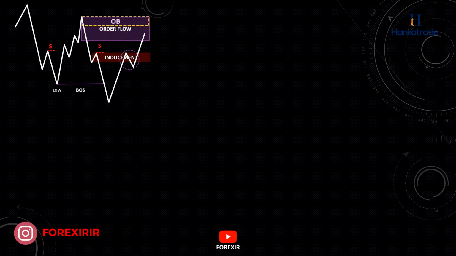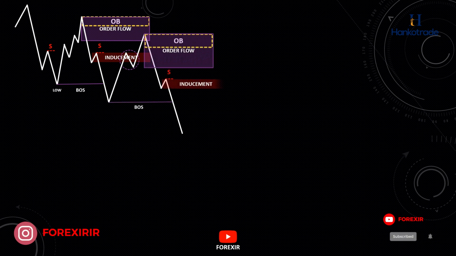This upward movement hit the stop loss of traders who had entered the market by selling in the inducement zone. After securing the desired liquidity, the price carried on with its upward trajectory until it reached the order flow zone. At this juncture, it altered its course, moving in a downward direction and resuming its primary trend.